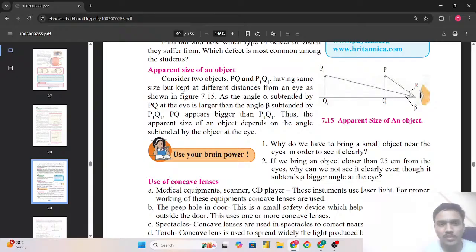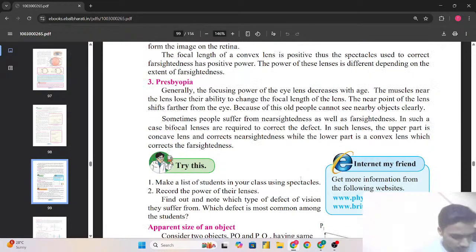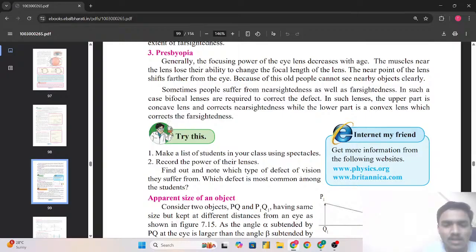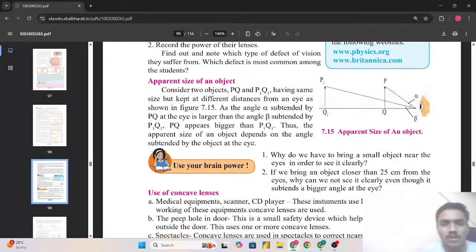So now let's get started with our remaining part of this chapter, lenses. In the previous video, we have seen the defects which are observed in the eye as per the change of the focal length and all of the lenses. Now, in the next part, we are going to study the apparent size of an object.